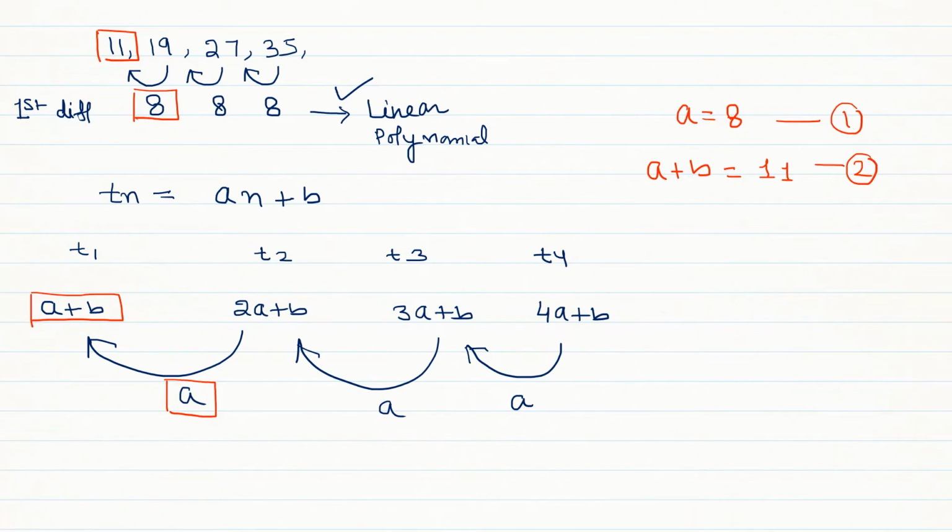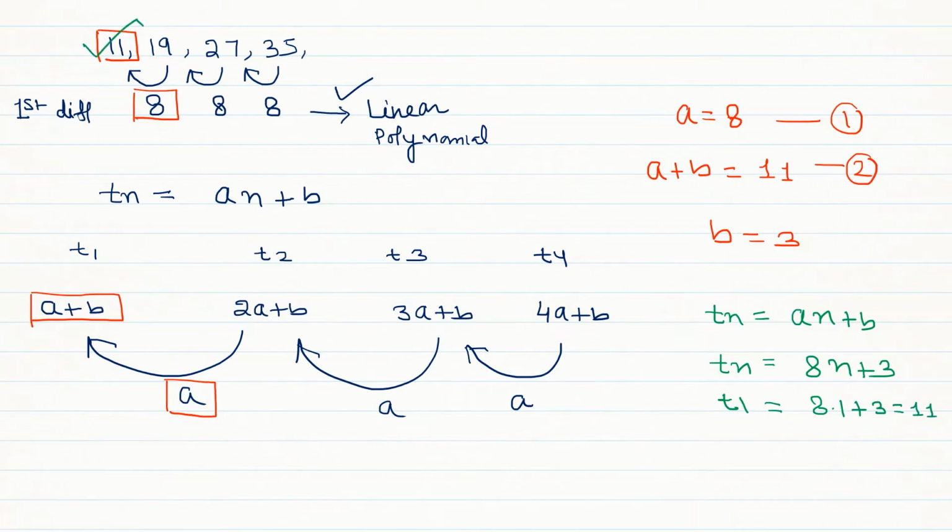By substituting the value of a as 8 over here, we are getting b is equal to 3. So with both these values, if I go back to my general expression, which is Tn is equal to an plus b, my a is 8, so it is 8n plus 3. So that's the general term polynomial which can describe this sequence. Let's check it out. If I say n as 1, t1 is 8 into 1 plus 3, which is 11, and this is exactly the first term of my sequence.